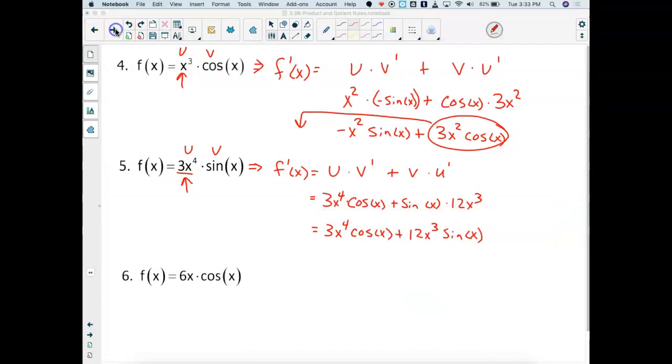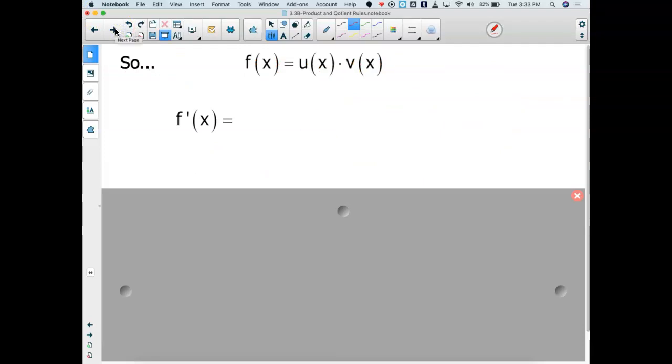I'm skipping number 6. We're going to come straight to this template here. If I have a function in terms of x times a function in terms of x, what is my derivative? It's not just the derivative of the first function times the derivative of the second function. I think of it as the derivative of my first function times my second function plus the derivative of my second function times my first function. And it comes right in there.